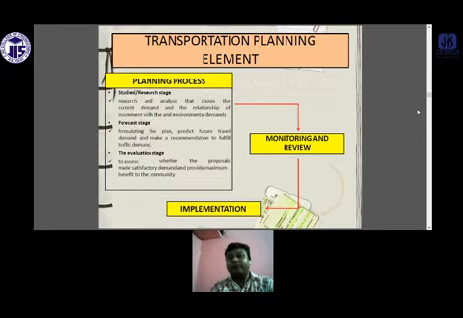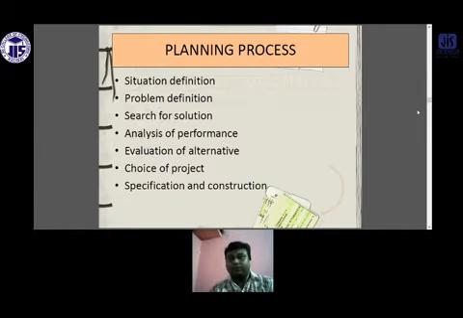Next we apply a small pilot project and see whether it has a positive significance or not. And finally, if we get some positive sign, we go for the implementation. So what are the various processes? The situation definition, the problem definition, the search for solution, the analysis of the performance, evaluation of the alternative, choice of project and specification, and the construction.